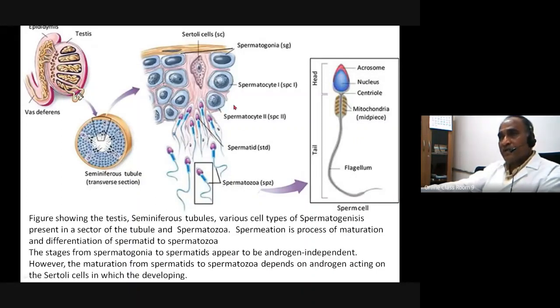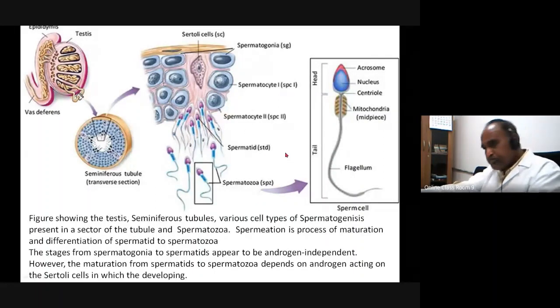Spermatogonia to spermatid appears to be androgen independent. However, the maturation of the spermatid to spermatozoa depends on the androgen acting on the Sertoli cells, because these stages are driven by the FSH, but the subsequent maturation after spermatid requires the androgen within this lumen. You have the androgen binding protein there, and androgen levels are very high in the seminiferous tubules.